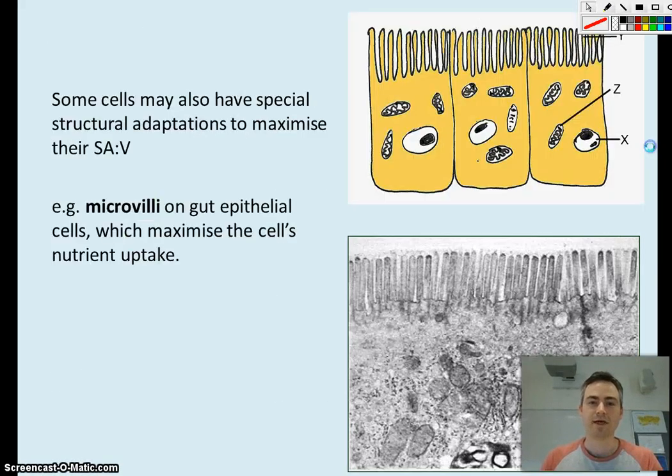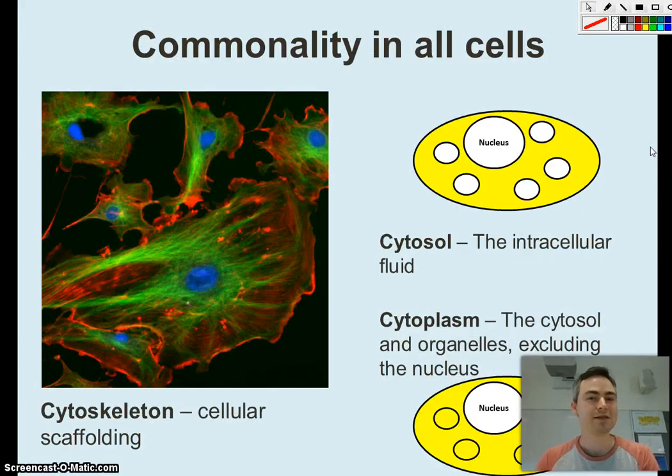So let's skip through and start with looking at commonality in all cells. And this means, what are some defining features that we'd find in every single cell, regardless of whether you're a bacteria or a human or a plant. Every single cell is going to have these different things.